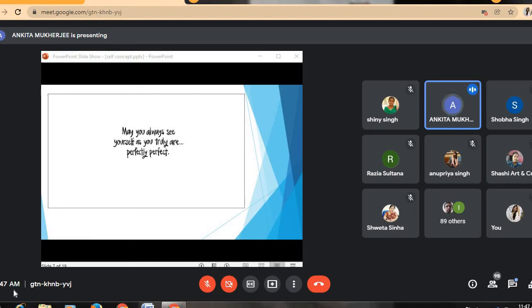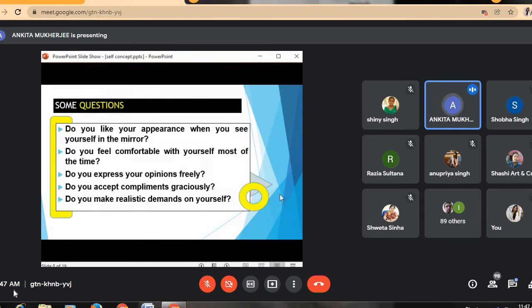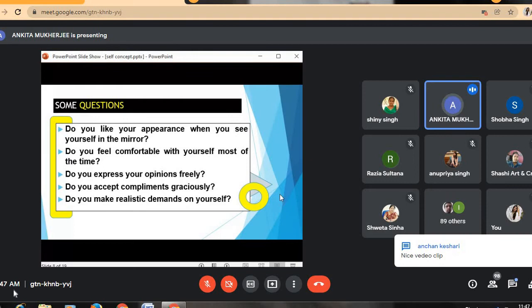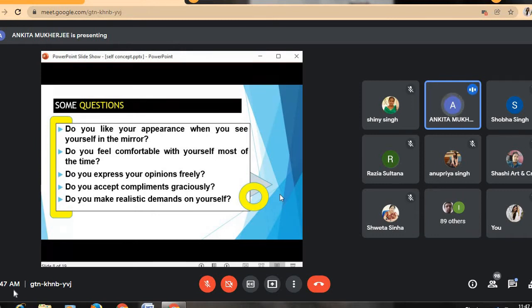Now, moving ahead. Now here I have some questions for all of you. We will be able to understand more about self-concept and its development in children if we understand what self-concept is all about. So I have written some questions over here. I want everyone to answer these questions in your mind. No need to write it in the chat box. Just go through the questions and try to answer the questions written here.